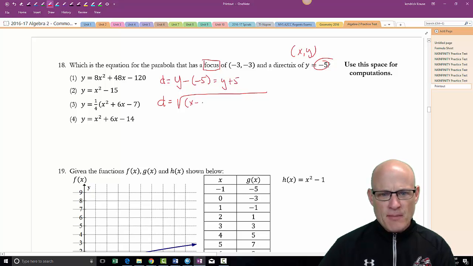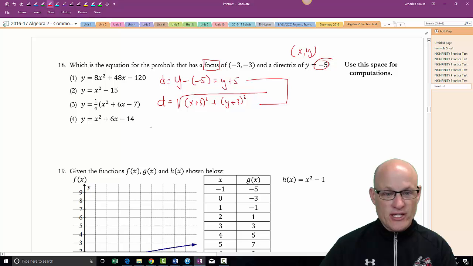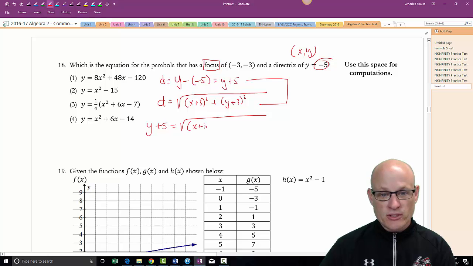So (x minus -3), which is (x + 3) squared, plus (y minus -3) squared, that's plus. So now I just have to set these two distances equal to each other. y plus 5 equals the square root of (x plus 3) squared plus (y plus 3) squared.